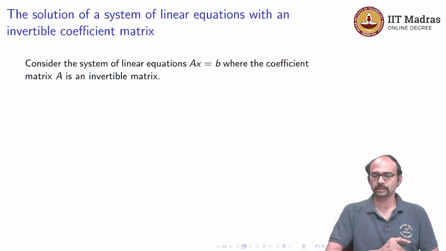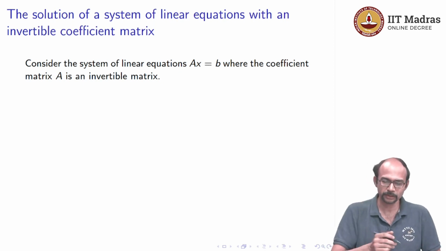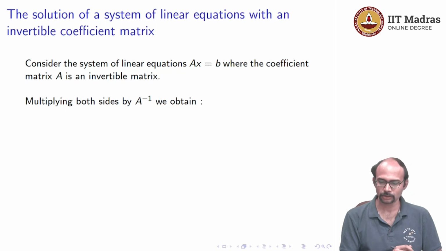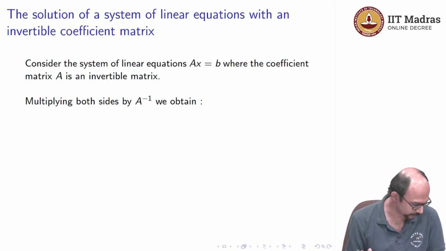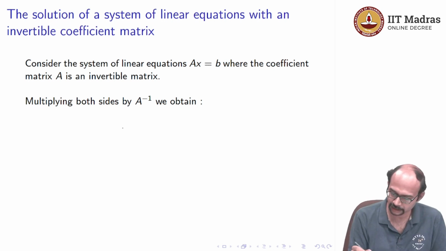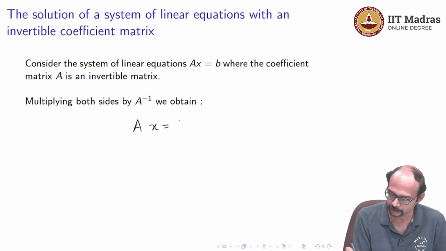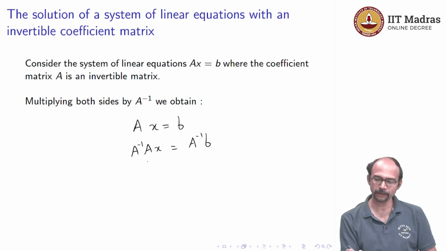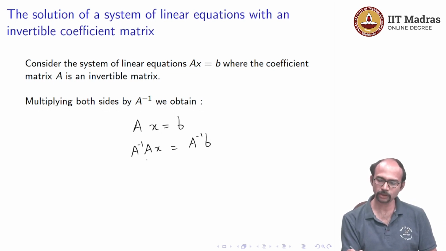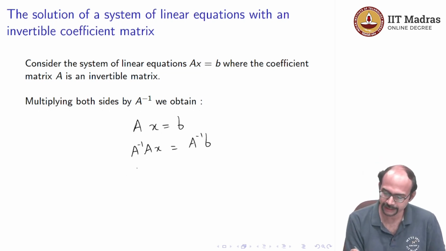Okay. So, let us look at the system of linear equations Ax = b, where the coefficient matrix A is an invertible matrix. Let us multiply both sides by A inverse. And when I multiply on the left, notice that this is matrix multiplication, so it does not matter whether I first look at A inverse A or first look at A times x. Since it is to my advantage, I will multiply A inverse and A first, and what do I get? I get the identity matrix.